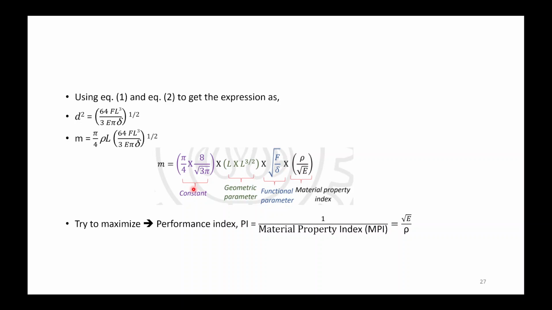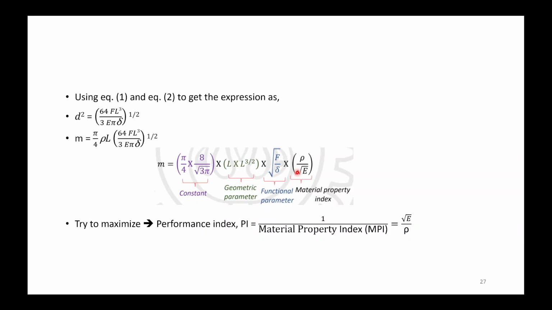So your m will become this, and then we segregate it into constant, geometric parameter, functional parameter and material property index. Your constant will be this, the geometric parameter will be L times L to the power 3 by 2, the functional parameter will be F upon delta under root, and the material property index will be in terms of rho and E. These are the properties that don't depend on material shape and size. So rho upon root E is your material property index.